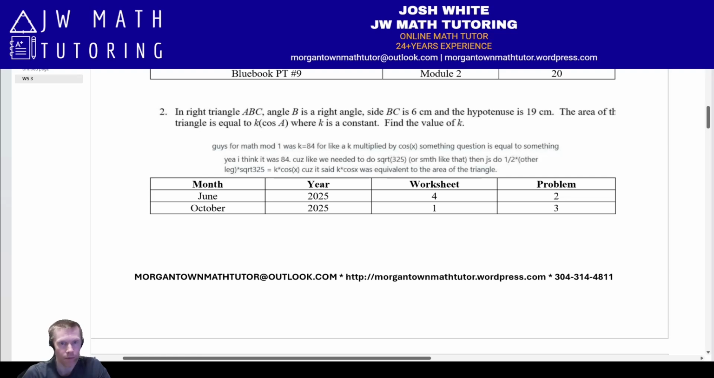Here you have the problem where basically you have a right triangle. You're given generally two of the sides, and you're also told that the area of it is equal to something like k cosine times A, which is basically one of the angles, and they want you to find the value of k, basically the value of the constant.